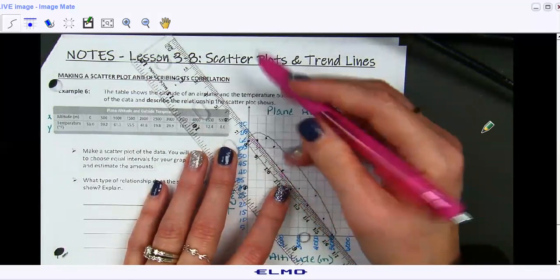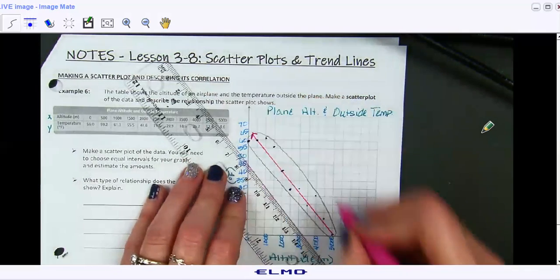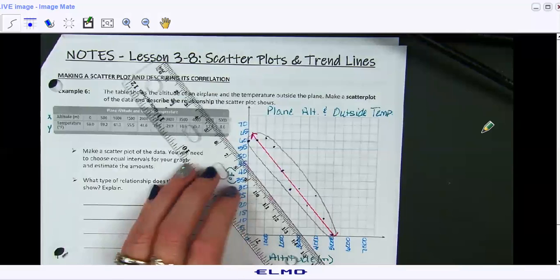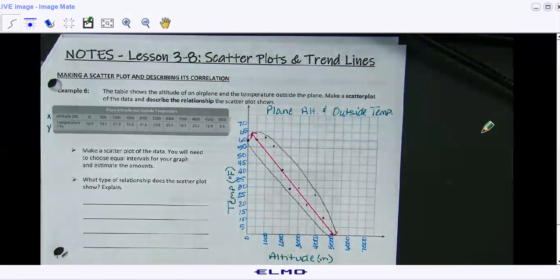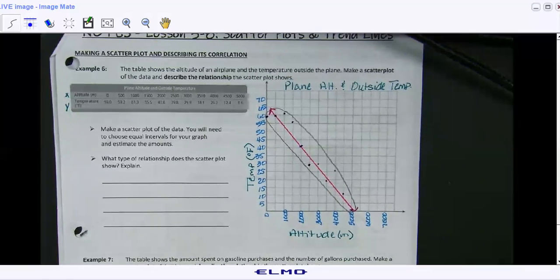It helps, but you don't have to... like the rest of the night. Okay, and then I draw my trend line. Oh, I chose two different points. That's okay. And this is how you would create a scatter plot and then draw the trend line. Okay, trend line done.